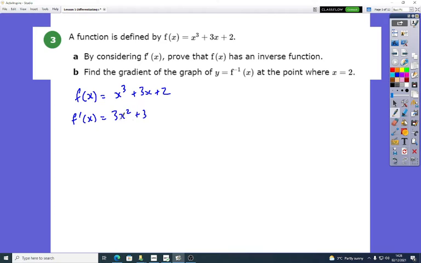Now this, x squared, is always going to be positive, no matter what you've got. So therefore, f dash of x is always going to be positive, which implies f of x is an increasing function. Okay, and since it's an increasing function, it will be a one-to-one function.